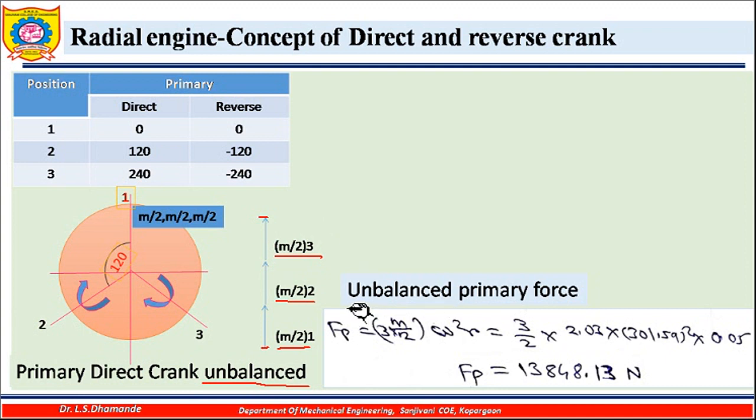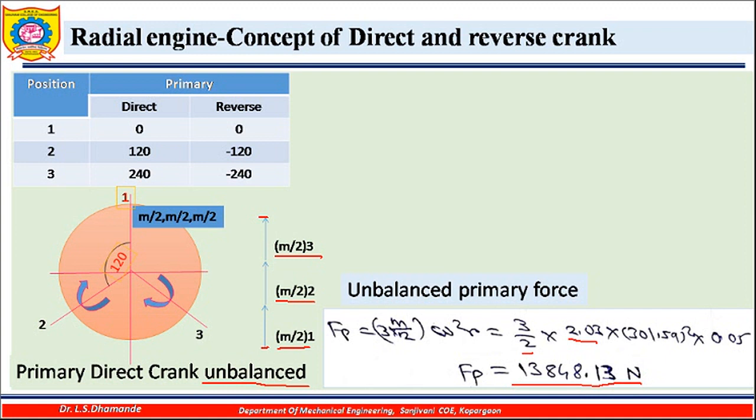Now if I have to calculate the magnitude of this particular unbalanced force, I will find that it is m by 2, m by 2 and m by 2, which means 3 times m by 2. So 3 by 2 of m multiplied by omega square multiplied by r. If I put in these values, I will get this primary unbalanced force as 13848.13 Newton.